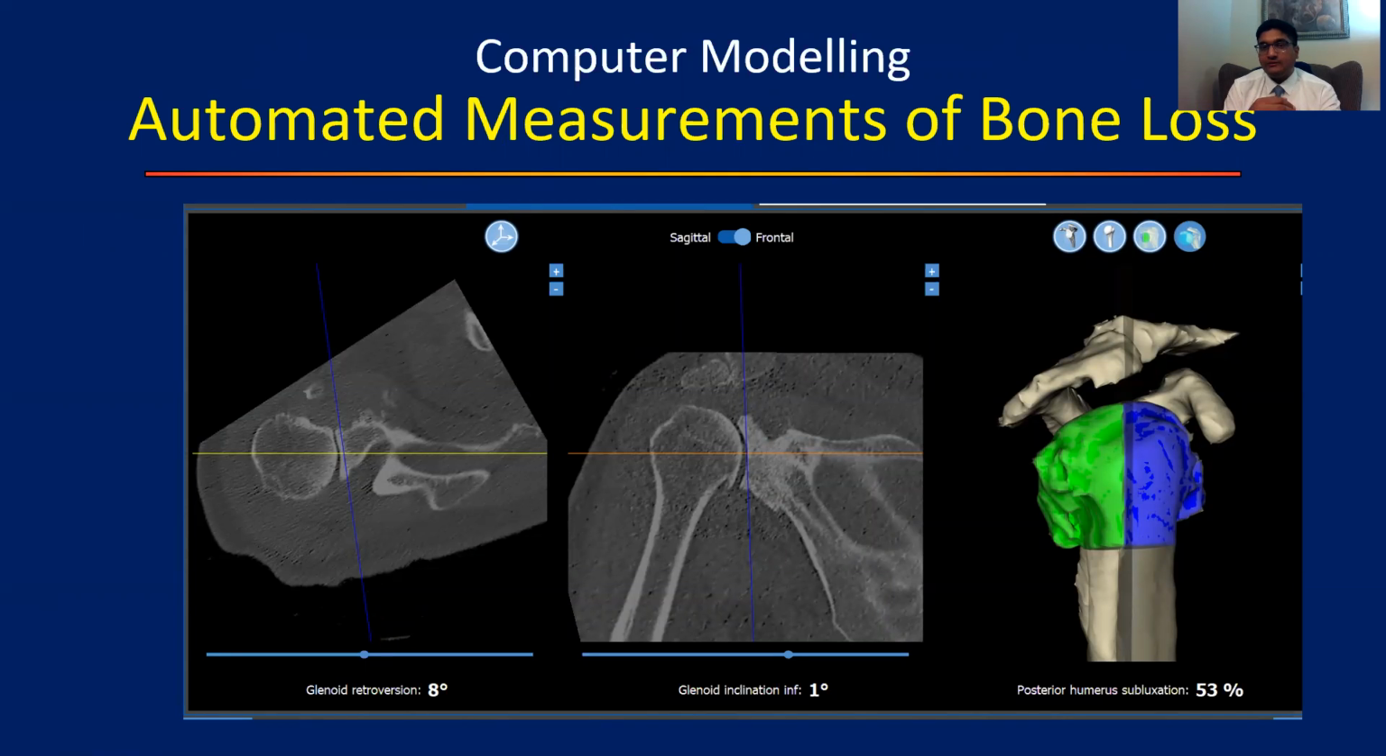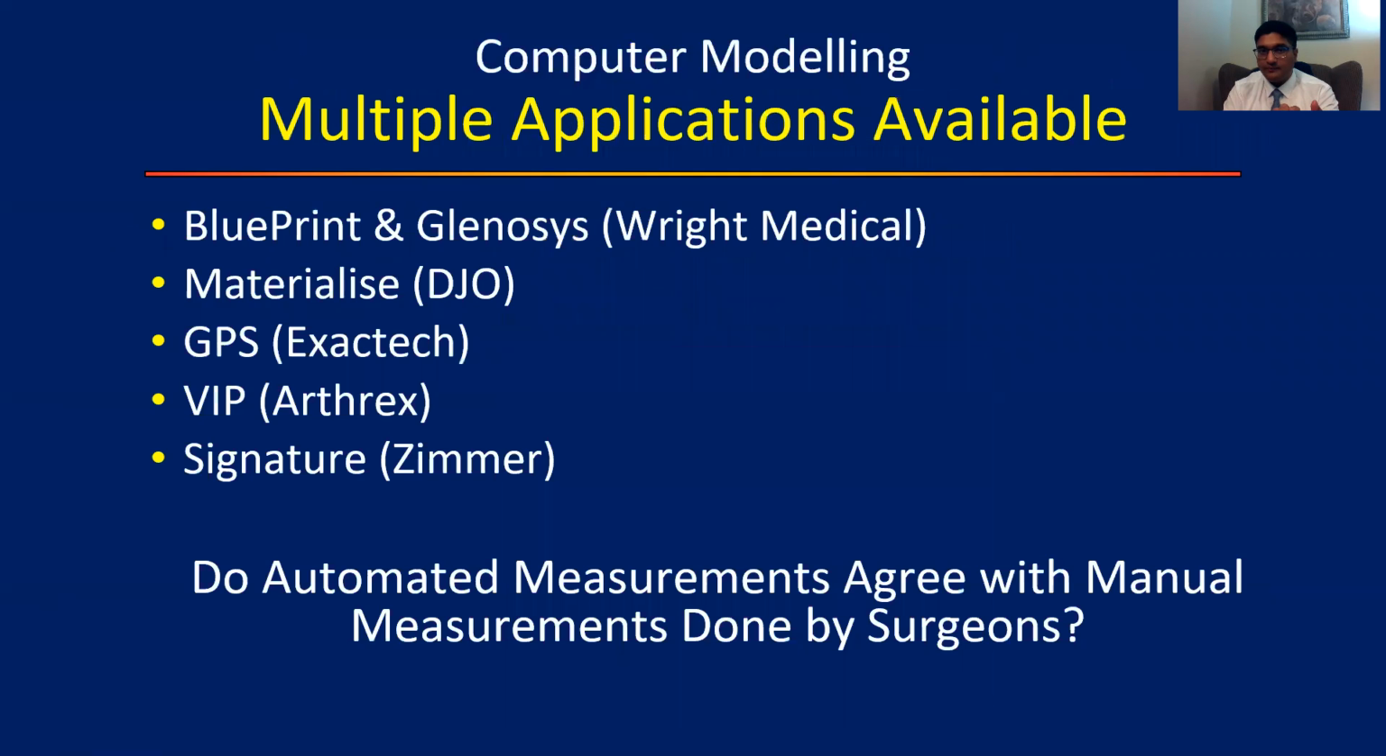Another thing which computer modeling softwares do is they give us the automated measurements of glenoid bone loss, like retroversion, inclination, and subluxation, like this. The surgeons do not have to do anything. As soon as we upload our particular CT scan in the software, they give us these values.